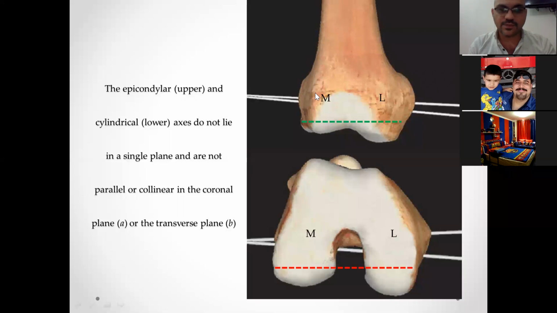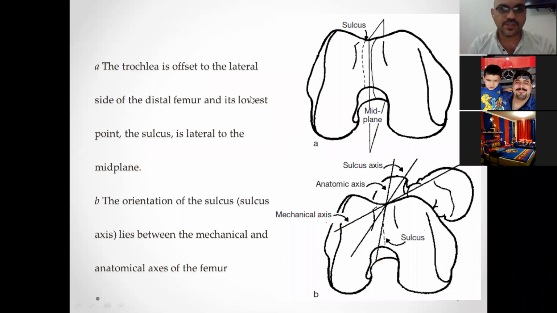The sulcus, as you see here in the second picture, of the trochlear groove lies lateral to the midplane. Here is another picture showing the sulcus, and this is the midplane of the condyles. The midplane of the distal femur is oriented between the anatomical and mechanical axes, as you see here in the second line, and we will discuss this.